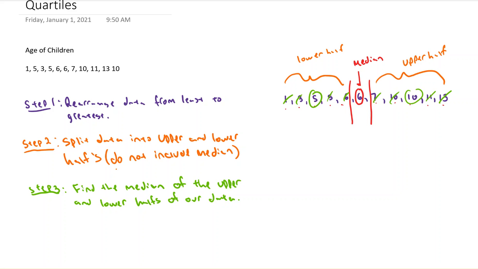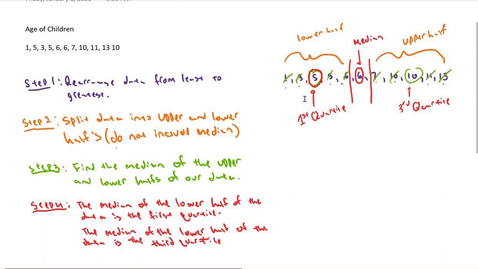Now, these two numbers are in fact our first and our third quartile. So I have my first quartile being 5, my third quartile being 10, and these are our rough approximates of our 25th and 75th percentiles if you have talked about percentiles in your class. So here's our first and our third quartiles.